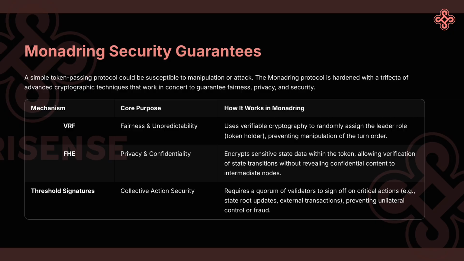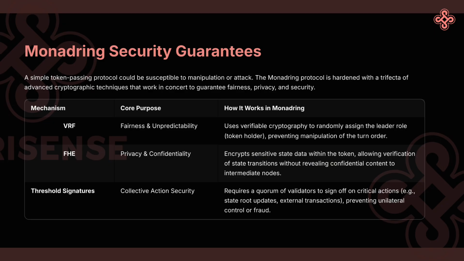To ensure robustness, the Monadring protocol has been fortified with a combination of advanced cryptographic techniques. These enhancements serve to maintain fairness in participation, ensure data privacy, and secure the collective actions of the protocol, turning a basic token ring into a powerful and reliable consensus mechanism. Firstly, we examine the role of verifiable random functions. These functions introduce fairness and unpredictability by employing verifiable cryptography to randomly determine which participant assumes the leader role, thereby eliminating the possibility of manipulating the sequence of turns.